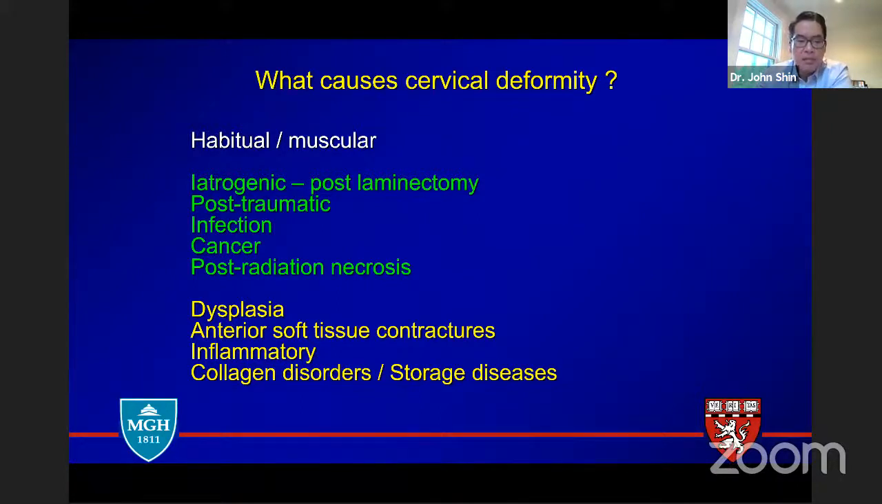And then we get into a host of conditions which are quite challenging and need to be really evaluated prior to surgery. This includes different neuromuscular syndromes, anterior soft tissue contractures, and inflammatory disorders. So having a multidisciplinary plan involving rheumatologists and neuromuscular neurologists when needed is very important.